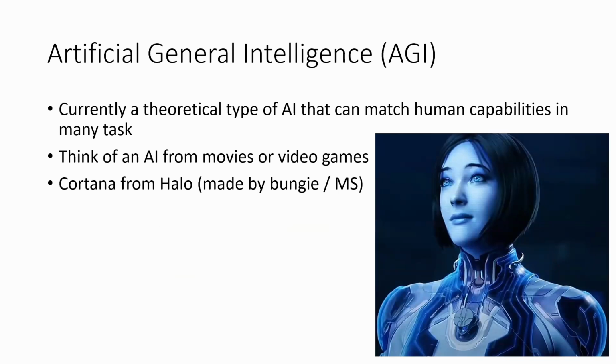Someone mentioned AGIs, artificial general intelligence. This is not really what we're talking about on Monday. AGIs are a really abstract theory of being able to mimic human minds doing a number of different tasks, almost as if you have a kid and you train them to do a bunch of different things. You can think of AI from movies and video games like Halo. Cortana from Halo is almost like a human. She thinks, she has emotion like a human. That's what we're talking about as AGI.